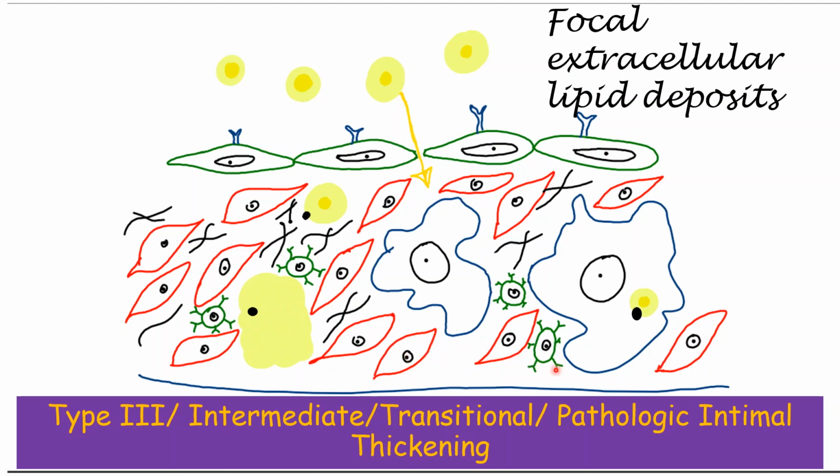At this stage, we also observe infiltrates by lymphocytes joining in the process. At the same time, there is continued proliferation of the smooth muscle cells, as well as deposition of connective tissue in the form of collagen and deposition of proteoglycan matrix. Lesions at this stage are known as type 3 atherosclerotic lesions, also known as intermediate lesions or transitional lesions. In the newer classification, it is known as pathologic intimal thickening. From this stage onwards, the atherosclerotic lesions are known as progressive atherosclerotic lesions. This is due to the fact that they cannot regress from this point onwards.